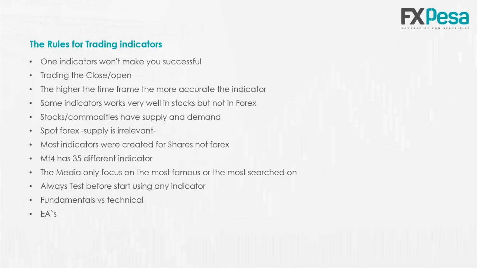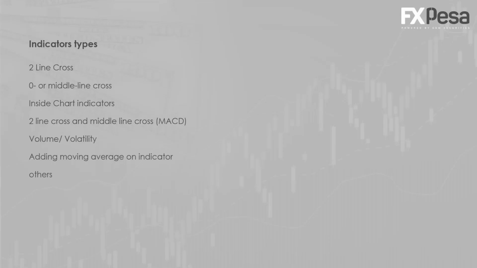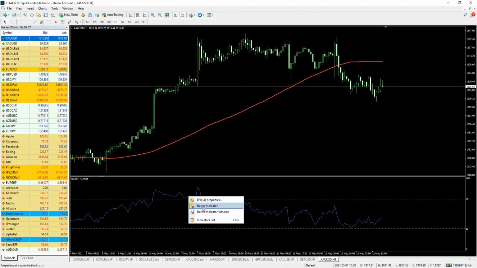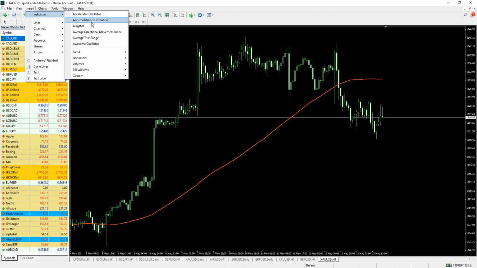And before we go inside, we need to know what types of indicators we have. If you look at the indicators in general, for me personally, I look at them as three types and others. So the main three types are, the first one is the two-line cross. Let me show you what I mean. A two-line cross is an indicator that has two lines and they cross each other. Whenever they cross each other, that's a signal.